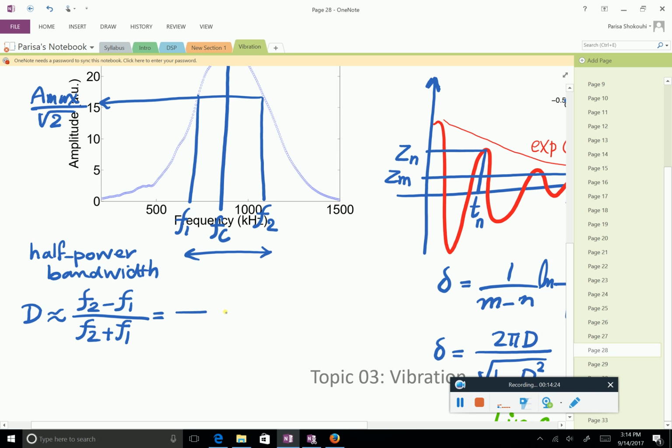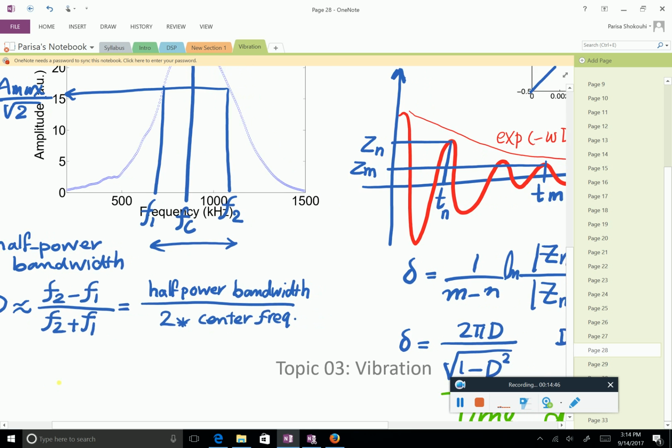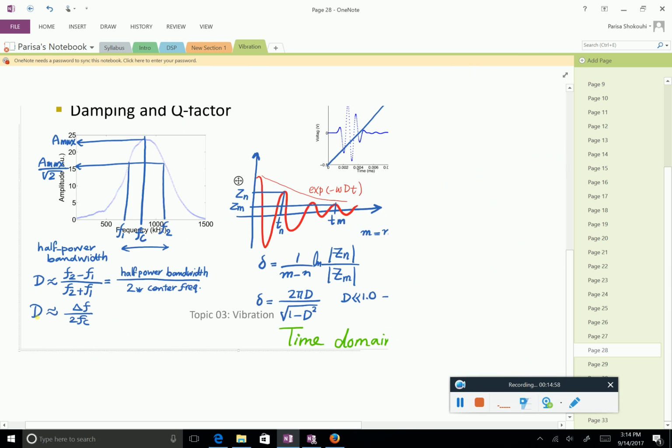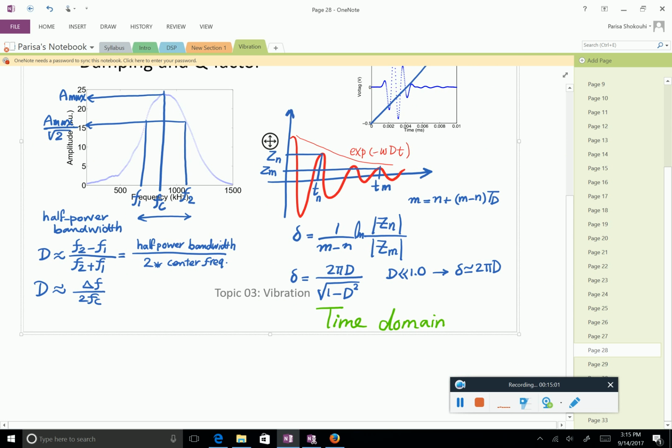And if we write it in English, this is half power bandwidth, and this is 2 times center frequency, which is Fc. So the damping ratio, let's say if we show that by delta F, over 2 times Fc. So look, in time domain or frequency domain, you can get the damping ratio. And if you don't make any mistake, you should get the same number.